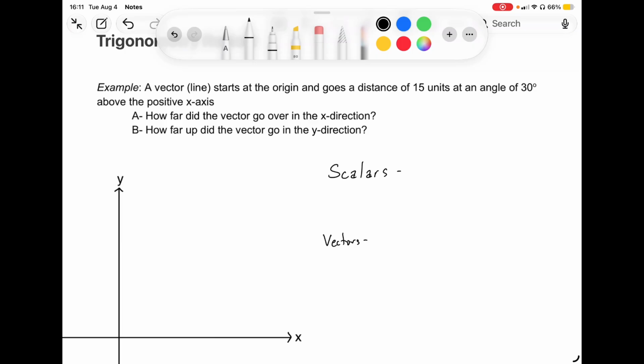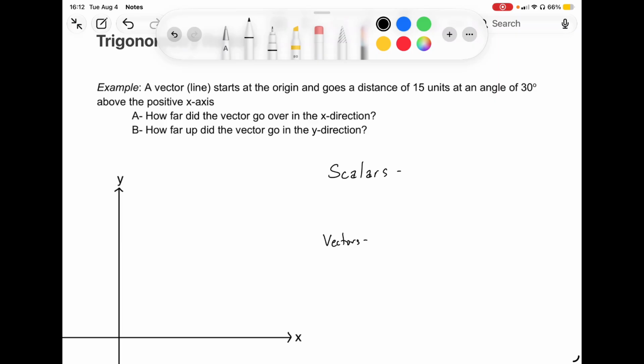But before we get rolling, I just want to talk about two different concepts here, which you probably have come across in the past. If you haven't, then here they are. If you have, then it's just a quick review. All right. So in math and in physics and science in general, we have two different types of numbers that we'll be using here. Those are scalars and vectors.